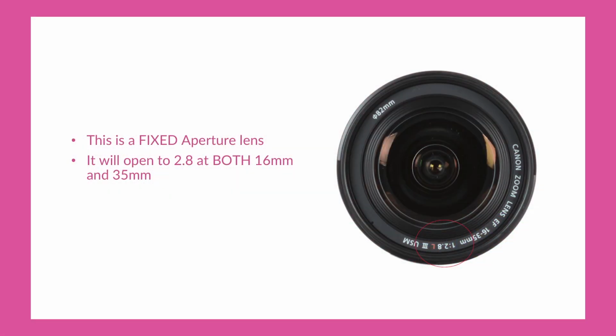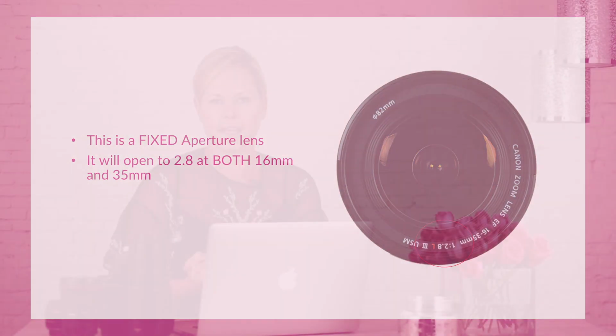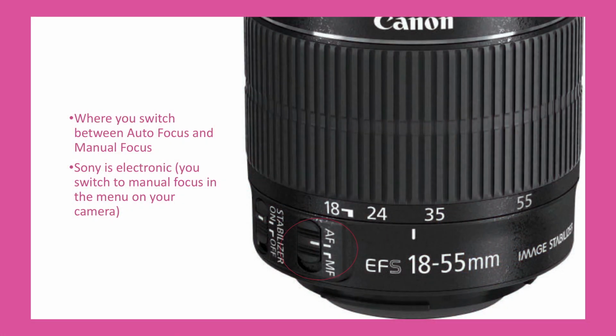So as you get into more expensive lenses, you will have a fixed aperture lens. In this case, you can see it says 16 to 35, and it only has one number, 2.8. That means at 16, it will go all the way to 2.8, and at 35, it will go all the way to 2.8. So that's what we call a fixed aperture lens. It's the same aperture at its widest as it is most zoomed in. And those lenses typically cost a little bit more, and they're a little higher quality. Not always, but typically.